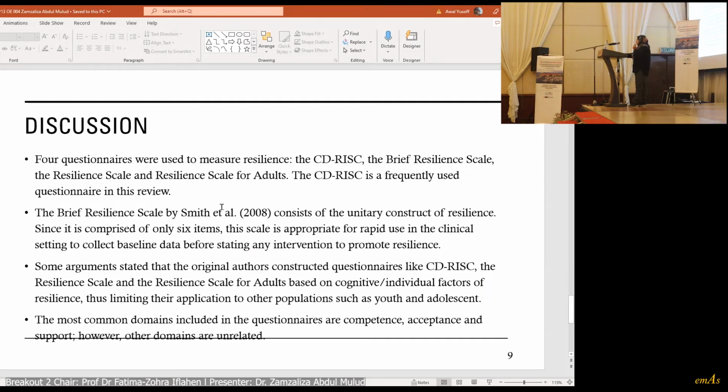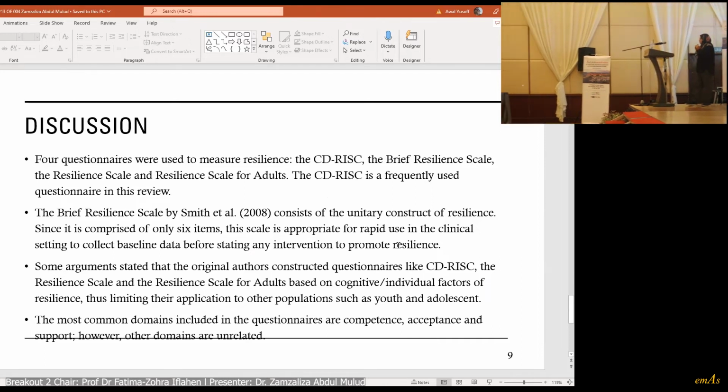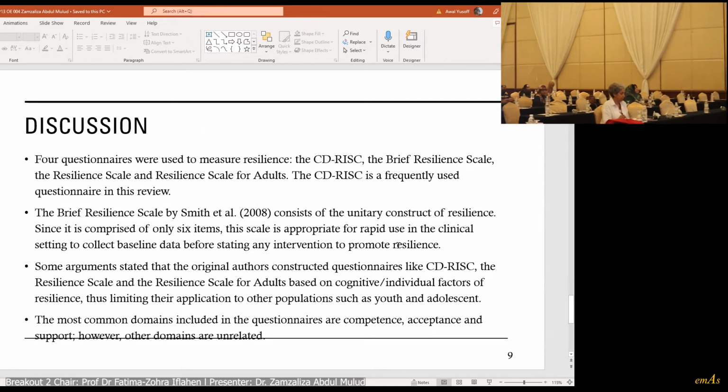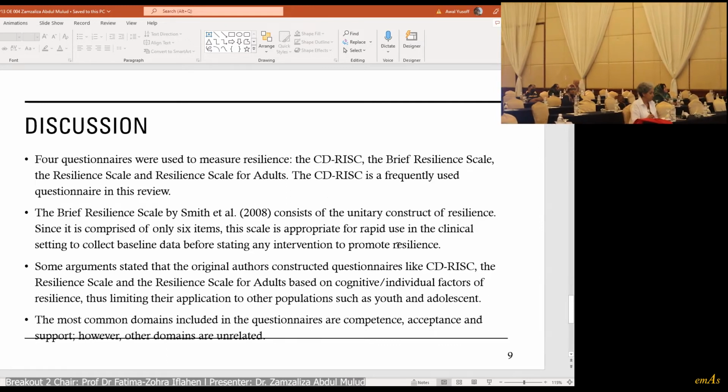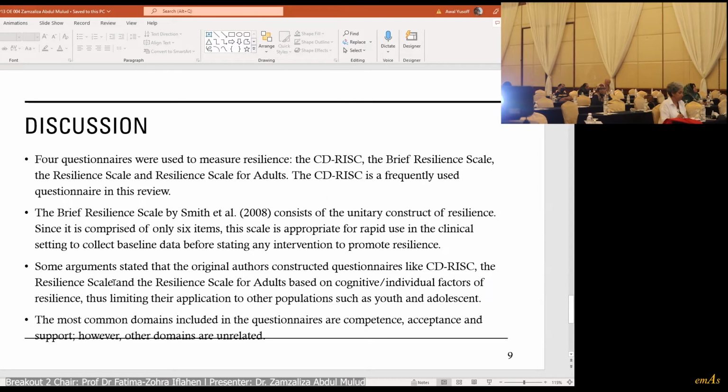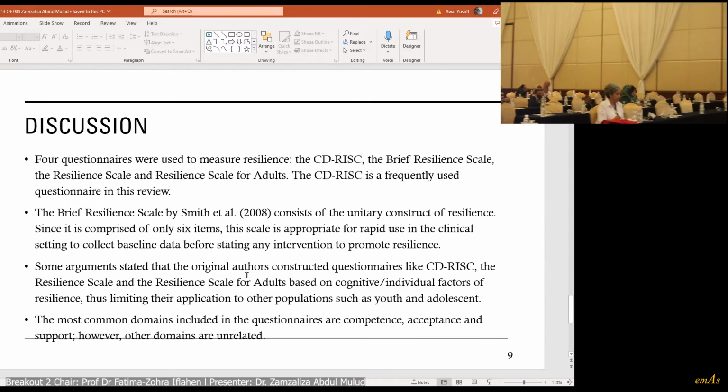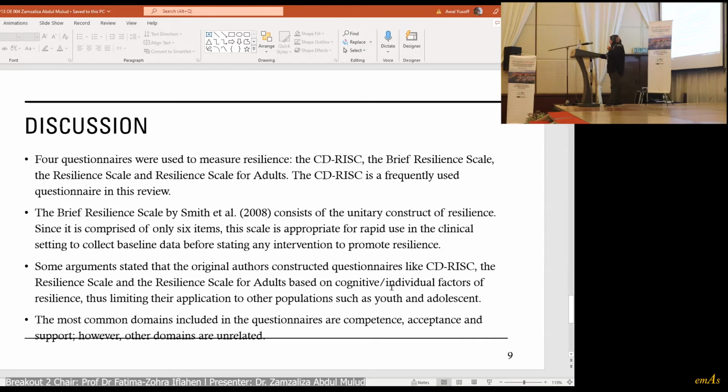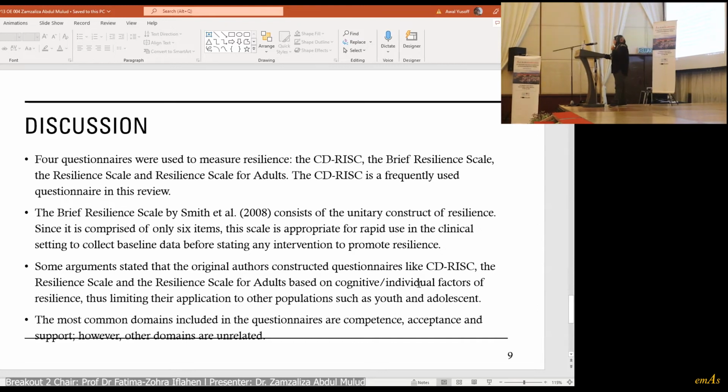Yeah? Okay, and then the brief resilience scale by Smith consists of a unitary construct of resilience. Since it comprises 6 items, this scale is appropriate for rapid use in clinical settings to collect baseline data before starting any intervention to promote resilience. And then there's some argument that questionnaires constructed by the original authors, like the CD-RISC, are based on cognitive or individual factors of resilience, thus limiting the application for other populations such as a younger population, youth and adolescents.